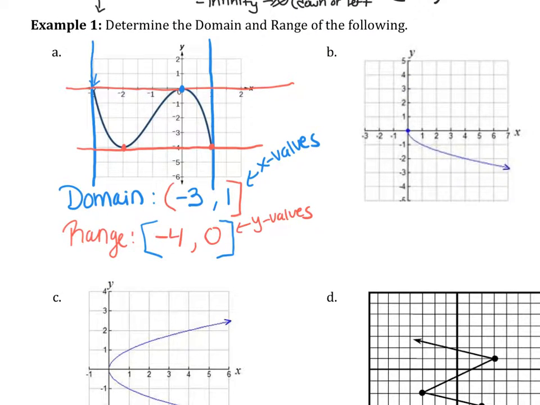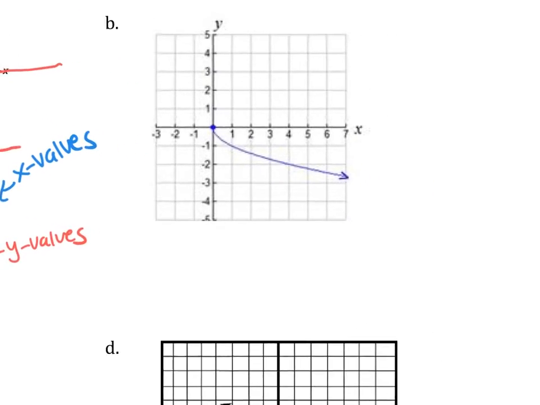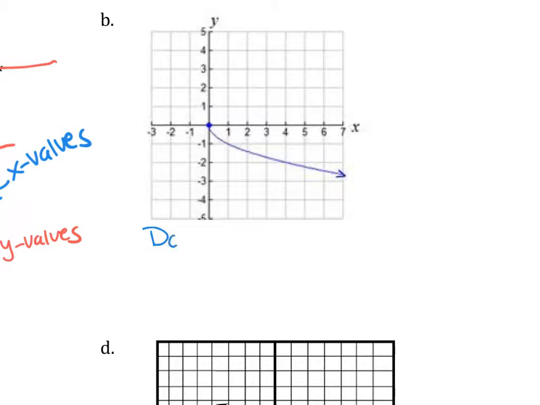All right, let's try letter B. So domain. The furthest left our graph goes is the x value of 0. Would it get a bracket or a parenthesis? Bracket, because it's a closed dot.